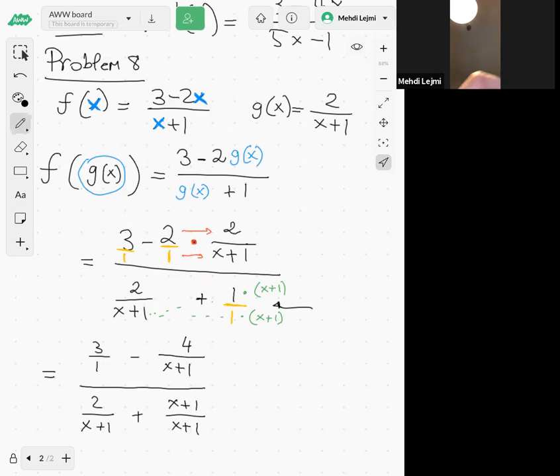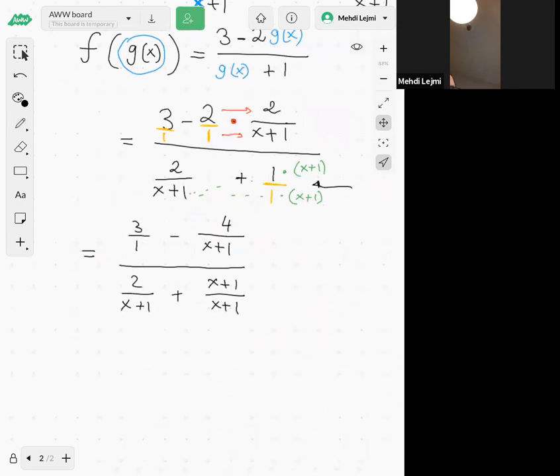Now let's continue with the top. The top is the same thing. We need the common denominator, so you multiply the top and the bottom here by the x plus 1.